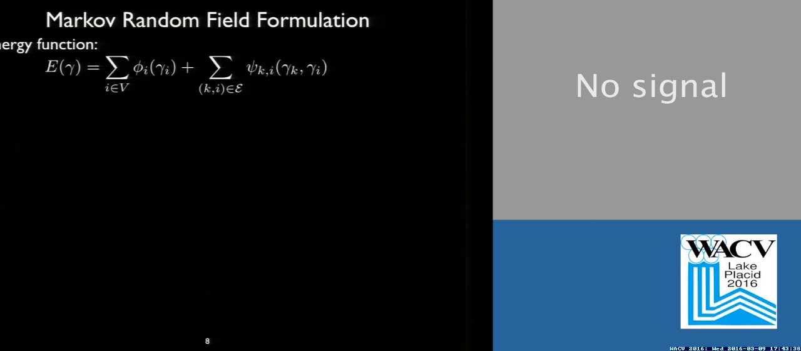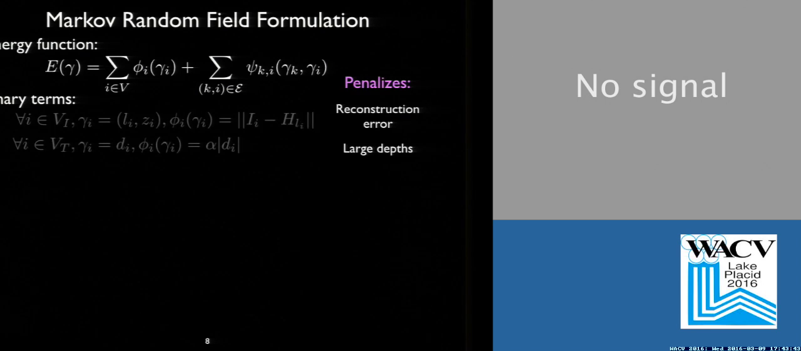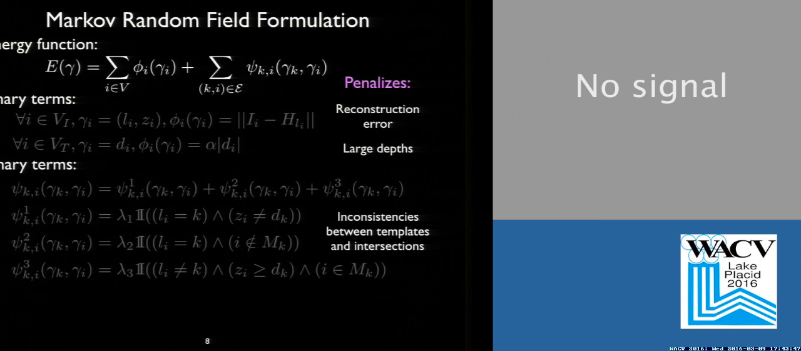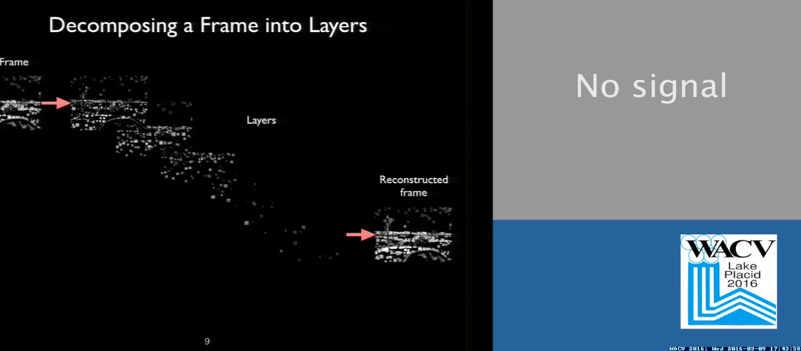The problem is solved by setting up an MRF. The optimization involves minimizing a cost function that optimizes the reconstruction error, penalizes large depth orderings, and satisfies certain pairwise terms that meet the ordering constraints. We minimize the cost function using a discrete optimization scheme, TRWS. This is a typical example of the output of the optimization where the MRF splits the input frames into layers. At reconstruction time, the layers can be overlaid to reproduce the input frame.